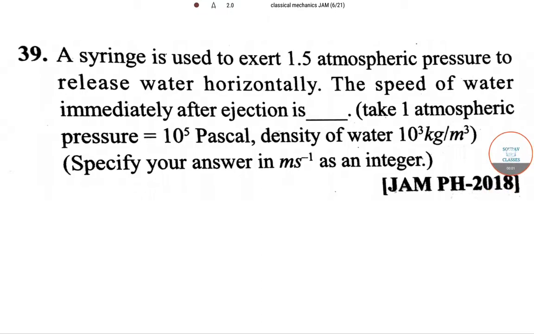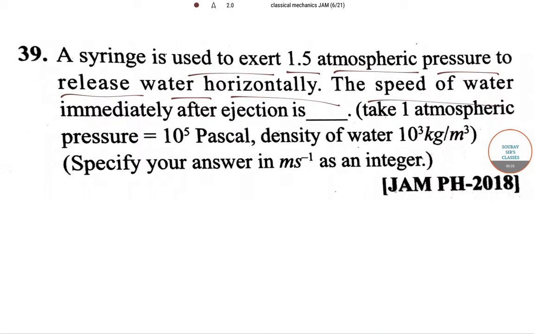Today we are talking about the JAM Physics 2018 question paper. So let's solve this question. Here a syringe is used to exert 1.5 atmospheric pressure to release water horizontally. The speed of water immediately after ejection is what?